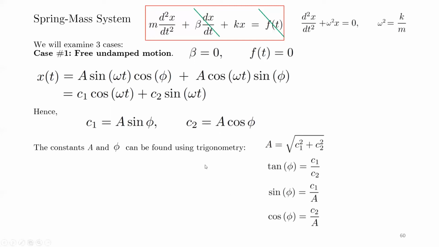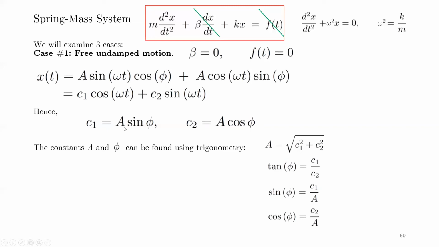However, the phase angle phi, there are multiple ways we could calculate that, right? So we could invert this equation C1. I could say C1 divided by A equals sine of phi. So that's where I get here, sine of phi equals C1 divided by A. Similarly, I could invert the second equation. I could divide through by A and say cosine of phi equals C2 divided by A. So that's this bottom equation here.